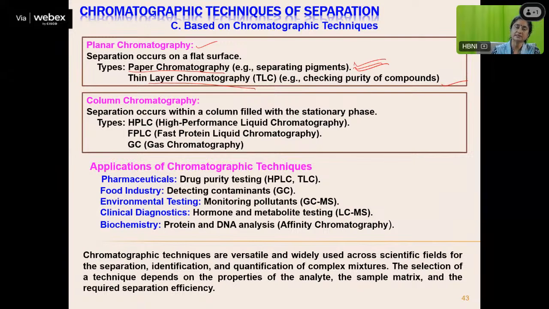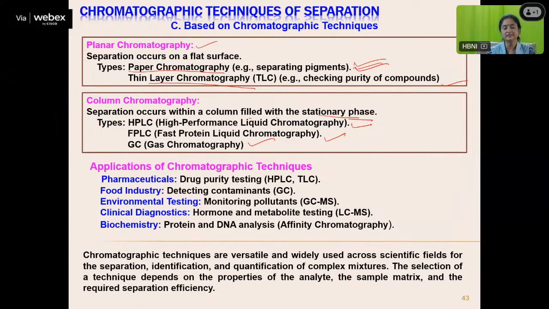In biology, mostly these things are used. Column chromatography, so separation occurs within a column fitted with the stationary phase. Under this, again, you can put the HPLC, fast protein liquid chromatography, and gas chromatography. They can again come together in the column chromatography.